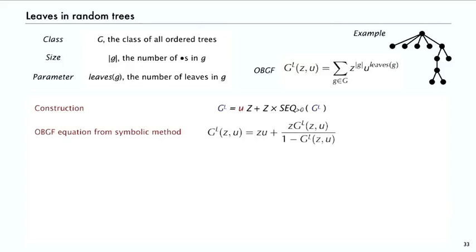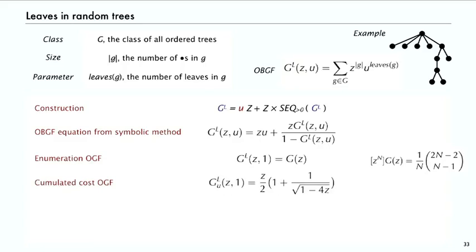So that construction immediately translates to a generating function equation, just using the symbolic method. And it's very similar to the one that we saw when we generated trees. In fact, if you evaluate at u equals 1, you get exactly the same equation that we had for trees, which is the coefficients of the Catalan numbers. So that's the number of trees. And cumulated cost, differentiate with respect to u and evaluate at 1. And there's some calculation omitted here.